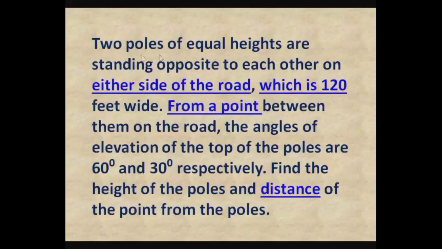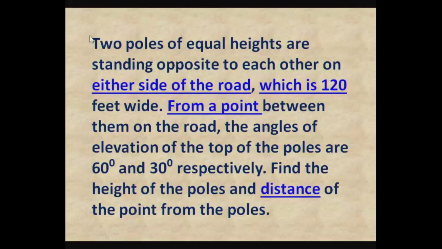Dear children, look at the problem which involves two triangles. Now let us solve this problem by using two triangles. Two poles of equal heights are standing opposite to each other on either side of the road, which is 120 feet wide. From a point between them on the road, the angles of elevation of the top of the poles are 60 degrees and 30 degrees respectively. Find the height of the poles and the distances of the point from the poles.